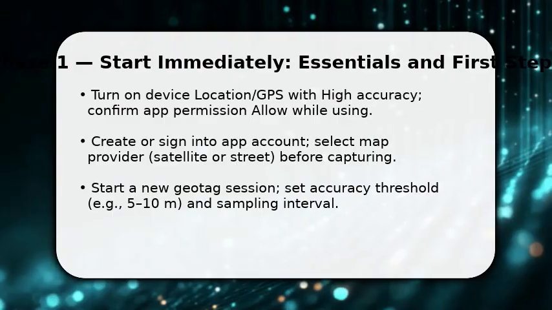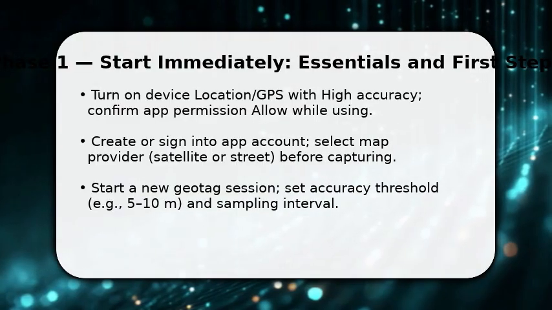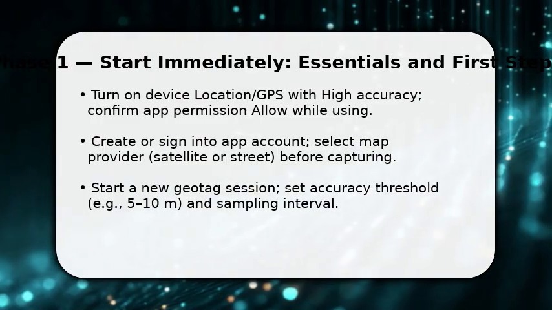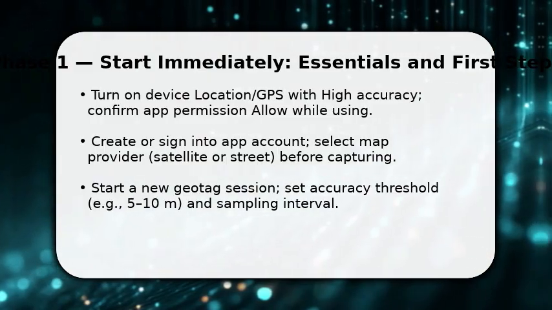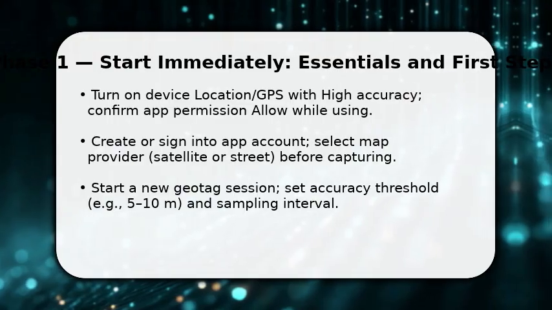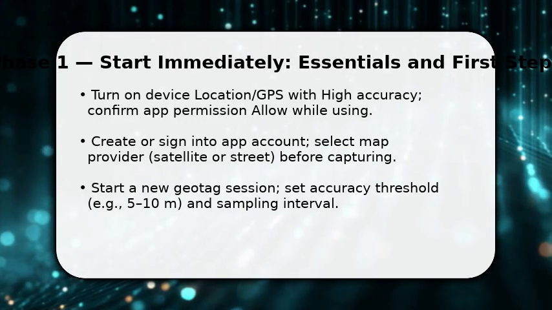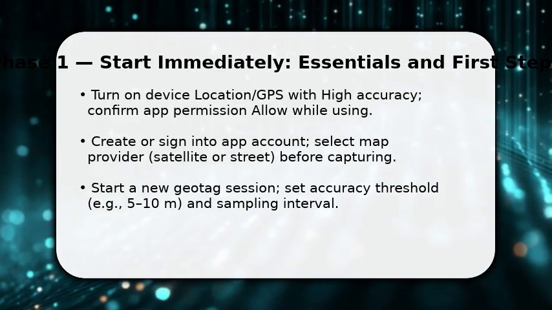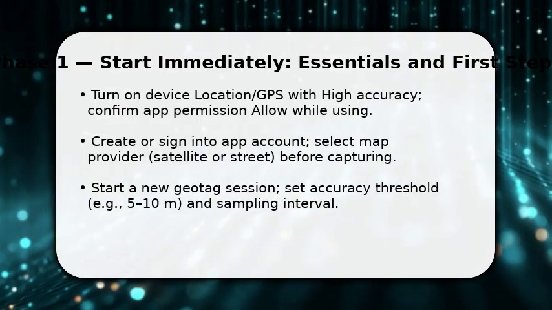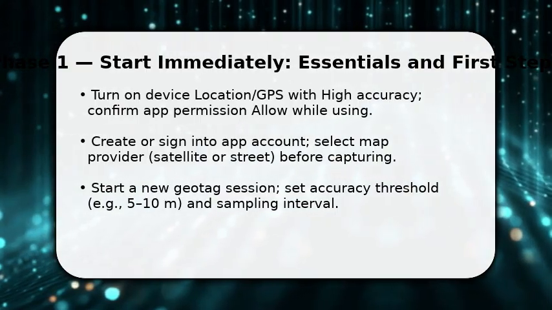Enjoy the video. You begin by enabling precise location on your device and granting the app permission to access it while you use it. Once done, sign in or create an account so your tags sync. Next, choose the map provider, satellite for landmarks, street for addresses, and set the sampling interval and an accuracy threshold like 5 to 10 meters.